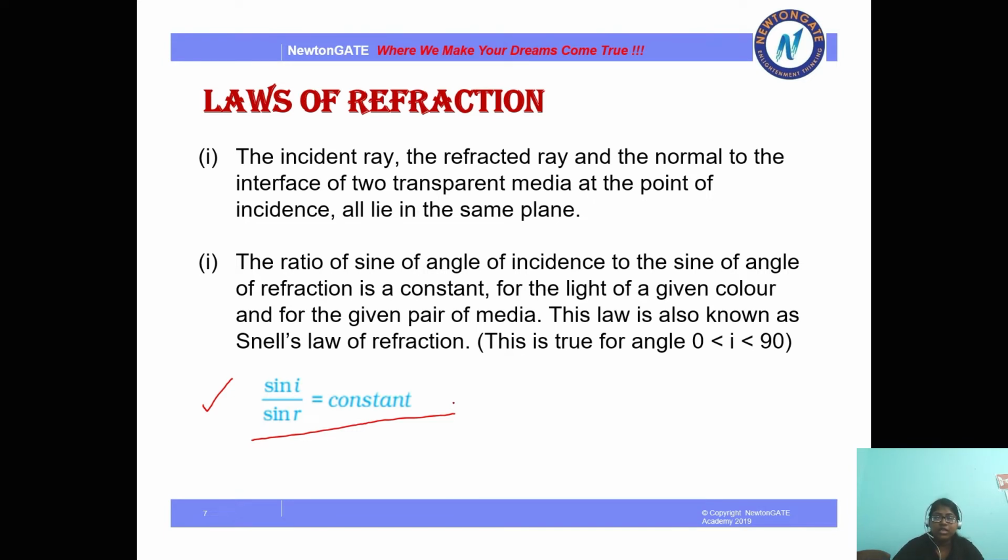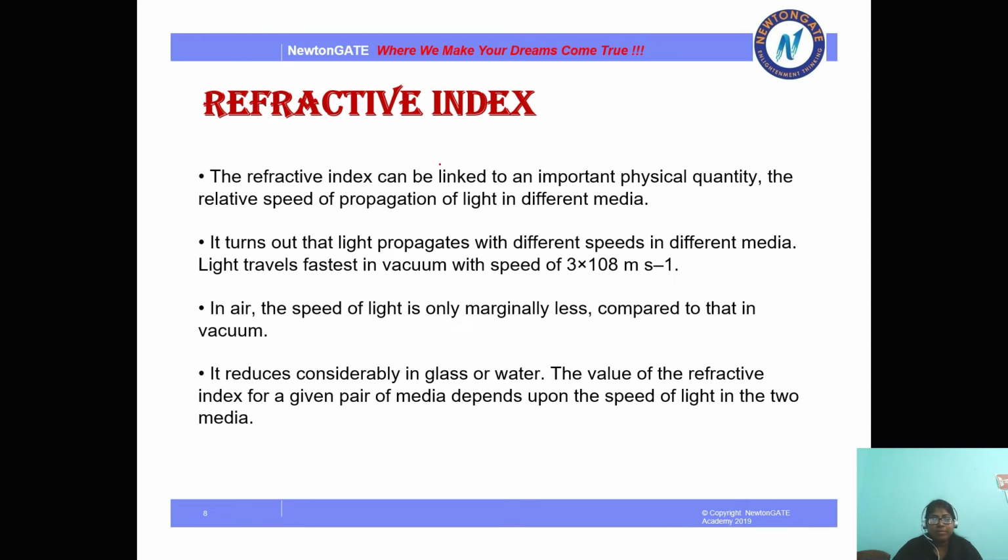So what is refractive index? Let us learn that first. Refractive index is a very important physical quantity related to the speed of propagation of light in different media. We will be learning, most likely today itself, that the speed of light depends on the medium and varies from medium to medium. The speed of light in different media is different, and their ratio is known as refractive index. In vacuum the speed of light is 3 into 10 to the power 8 meter per second, and it reduces in glass, water and so on.